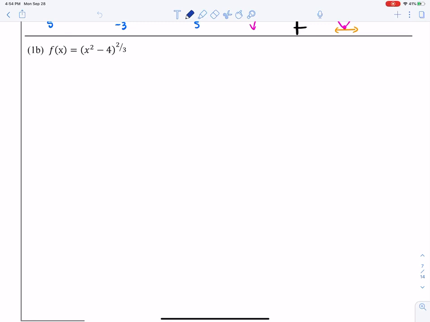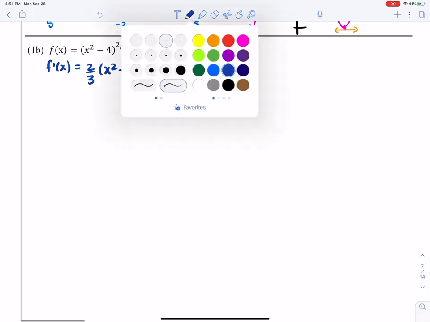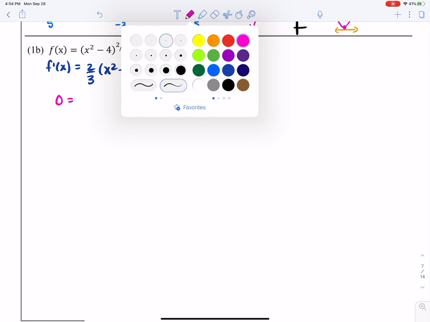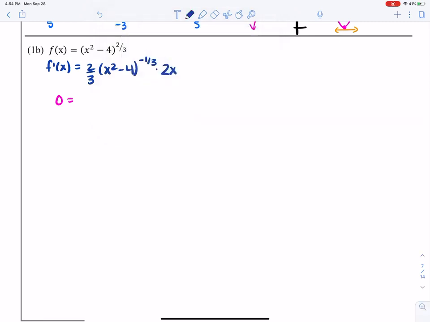So let's do another example. If we take the derivative, f prime of x, we're going to get 2/3 (x squared minus 4) to the negative 1/3 power times 2x using the chain rule. I want to set this equal to 0. Let's also simplify this so that it looks a little bit neater. So in my numerator, I'm going to get 4x. In my denominator, I'll have 3 and the cube root of x squared minus 4.